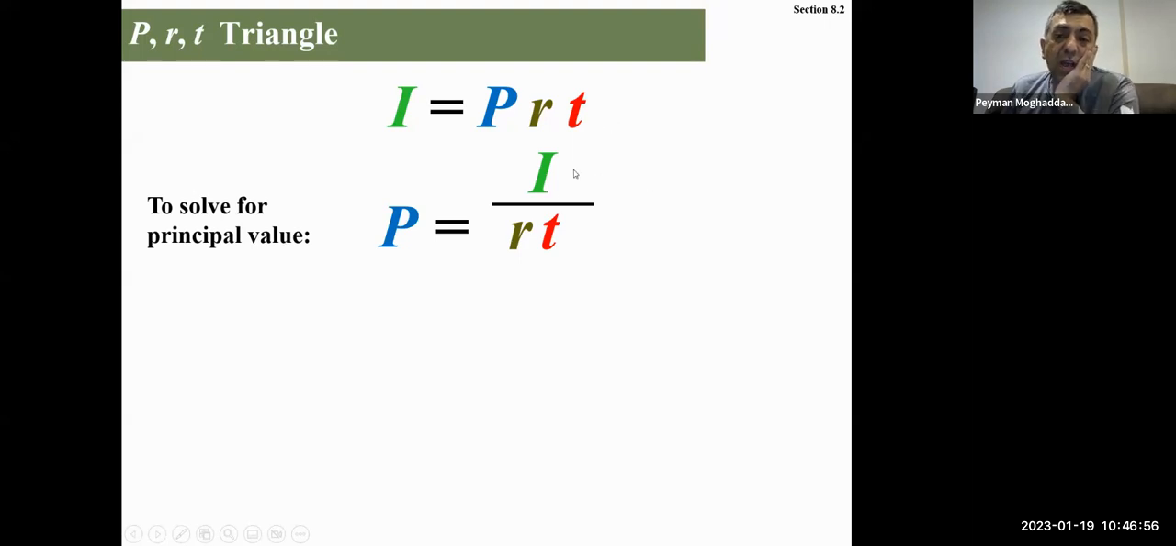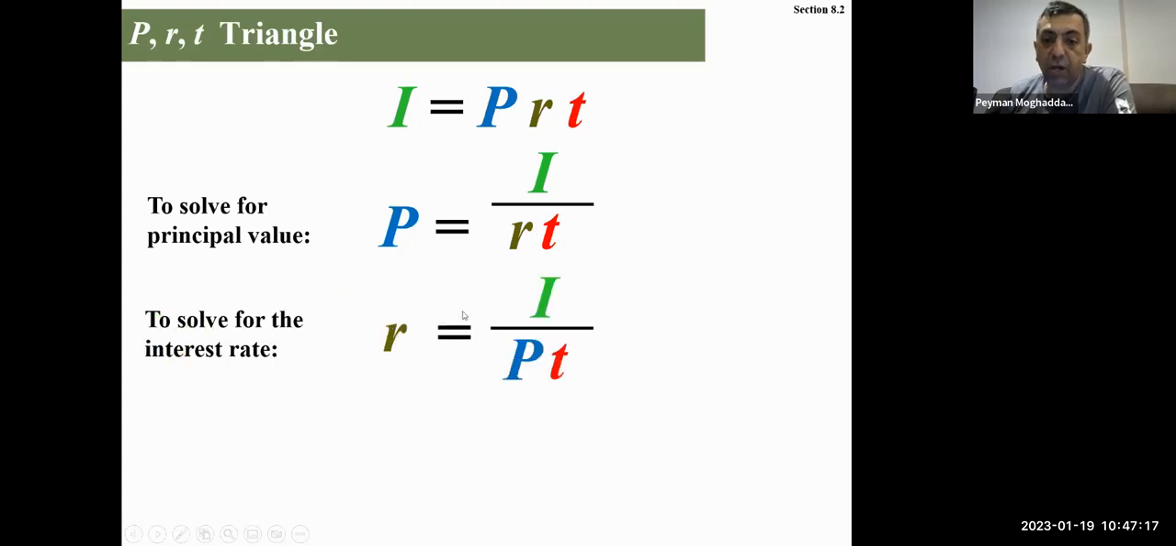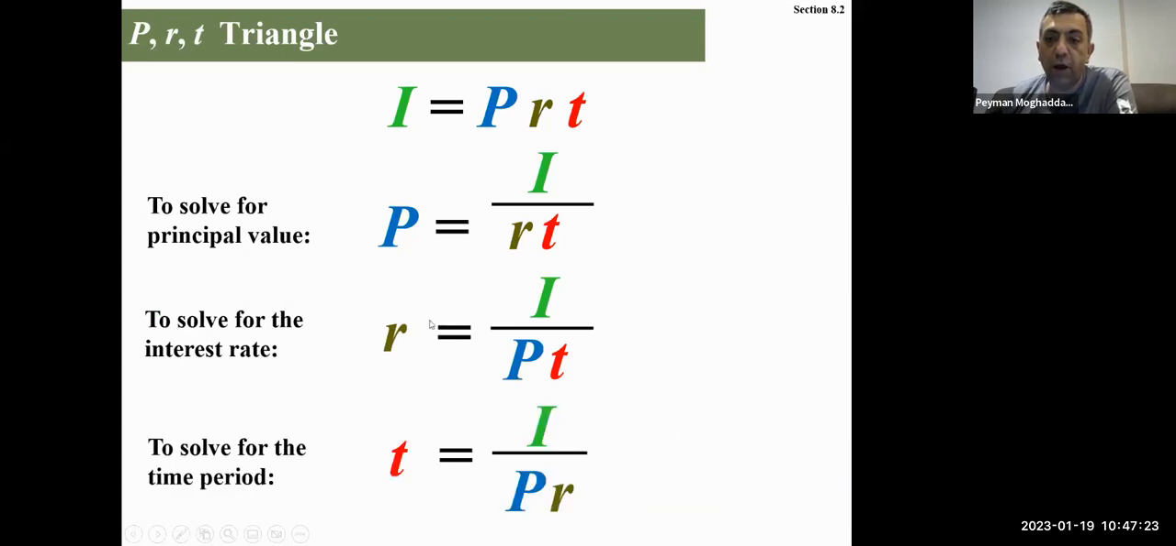Sometimes there are tricky questions. Sometimes they give you only the interest rate, the interest, and the time, and they ask what's the principal. To solve for principal, you basically use the same equation, but the other way. The principal is going to be interest divided by RT, or you can solve for interest rate, which is R equals I divided by PT, or you can solve for time, which is T equals I divided by PR. So basically, you can solve any of these variables within the equation by using the other 3.